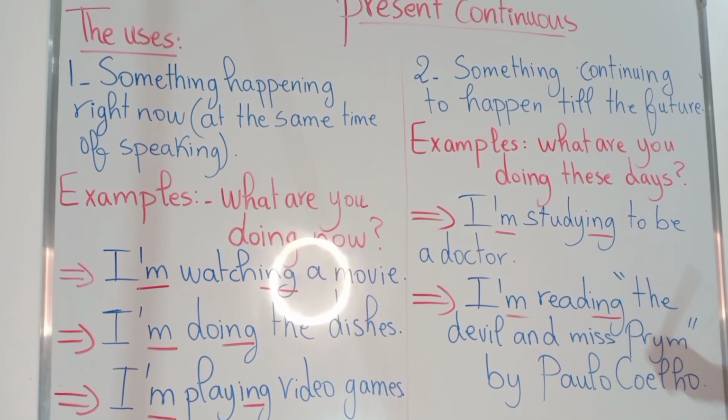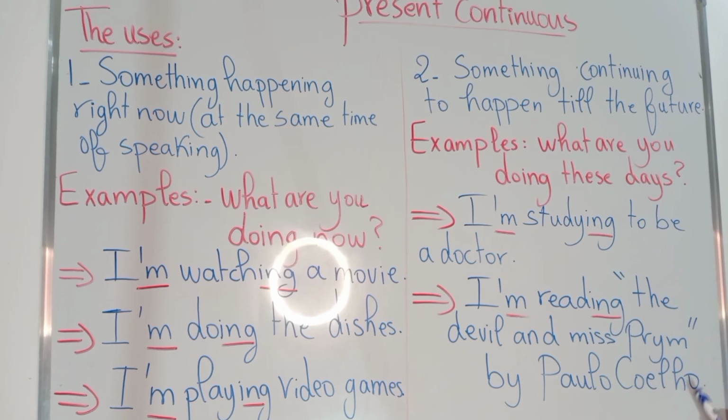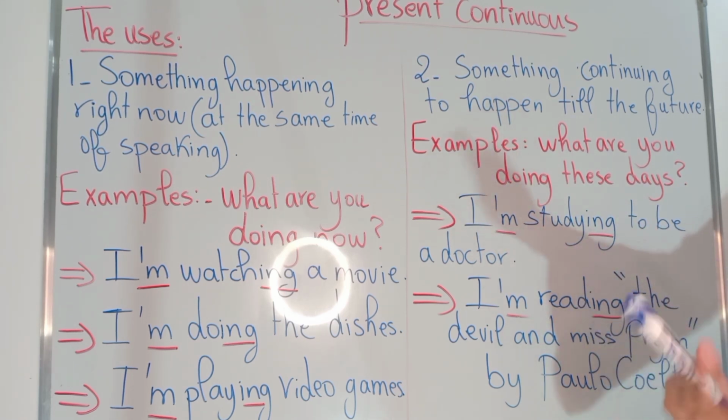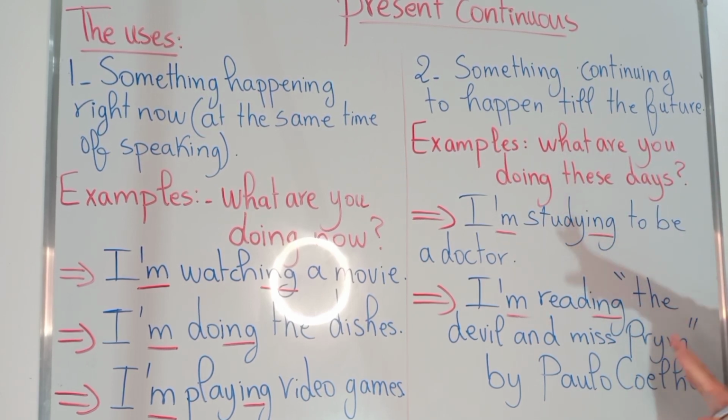Now the second example is I'm reading The Devil and Miss Prim by Paulo Coelho. I think it's called Prim or Prime. Anyways, I'm reading The Devil and Miss Prim by Paulo Coelho. So I'm reading this book in my free time and I'm going to finish it in the future. I don't know exactly when I'm finishing it, but all I know is I'm reading now. I'm continuing to read this book. Of course, later I'll finish it. So you're talking here about the near future. You're doing something continuing and you'll finish it in the future. Does that make any sense?